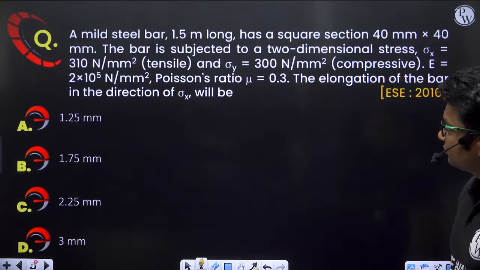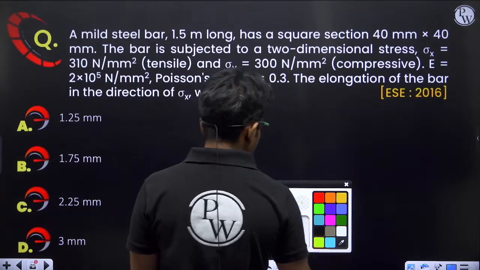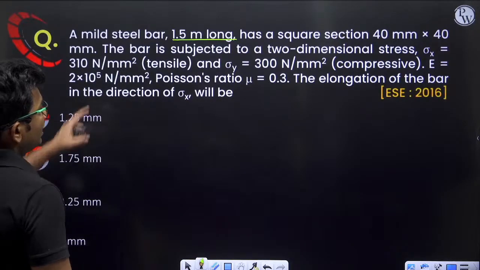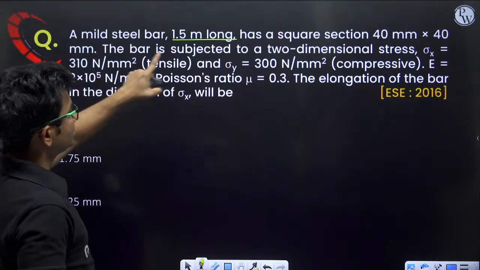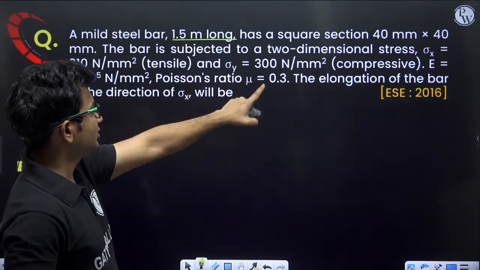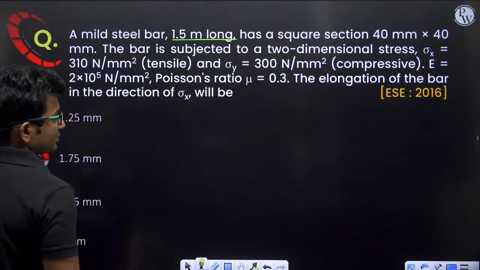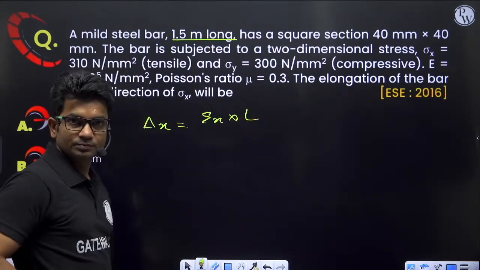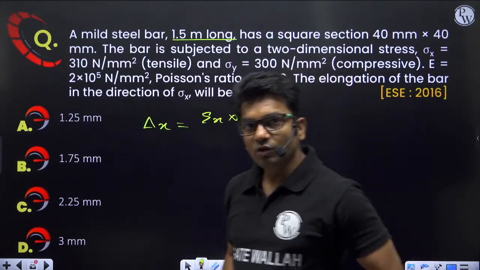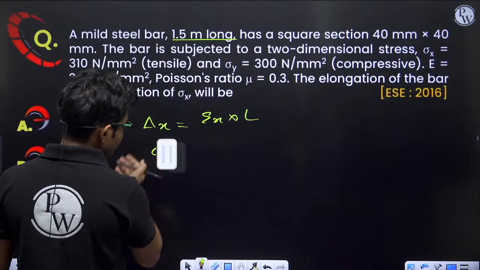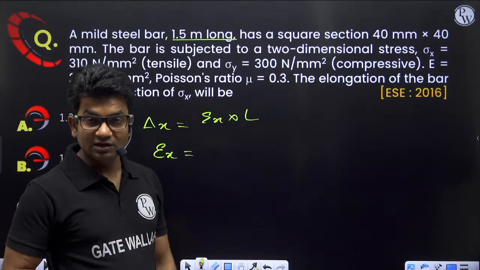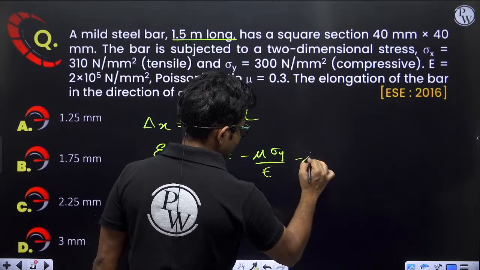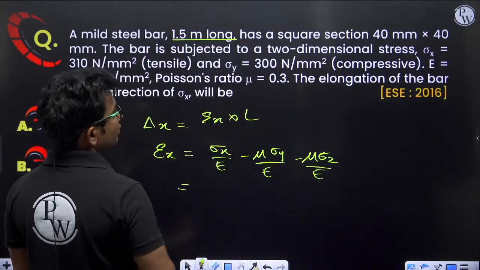Next question. A mild steel bar 1.5 meter long has a square section 40 mm into 40 mm. Okay, the bar is subjected to a two-dimensional stress. Sigma x is equal to this much, sigma y is equal to this much, Young's modulus this, Poisson's ratio this. The elongation of the bar in the direction of sigma x. So elongation of the bar delta x will be strain in x direction into length. Now we have to calculate strain in x direction. So strain in x direction can be calculated by using generalized Hooke's law. So that will be sigma x upon E minus mu sigma y upon E minus mu sigma z upon E.